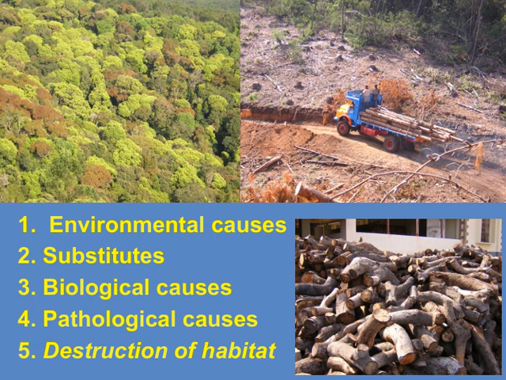Biological causes include things like disease, genetic mutations, or invasive species that disrupt existing balances. These biological factors can weaken populations or introduce new challenges that species aren't adapted to handle. Pathological causes refer to health-related issues, such as parasites or infections, that directly affect the vitality of organisms and can contribute to decline or extinction if widespread.